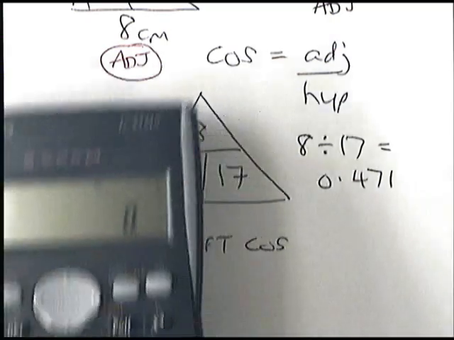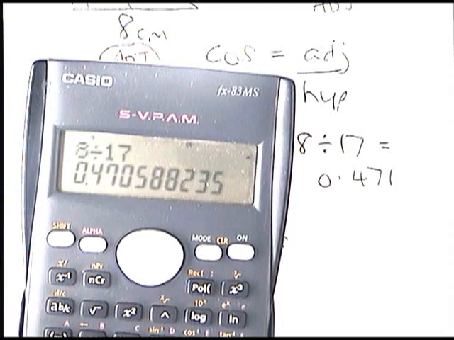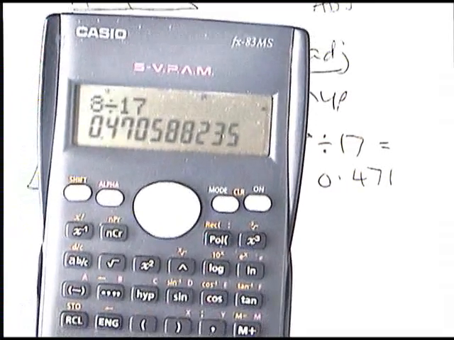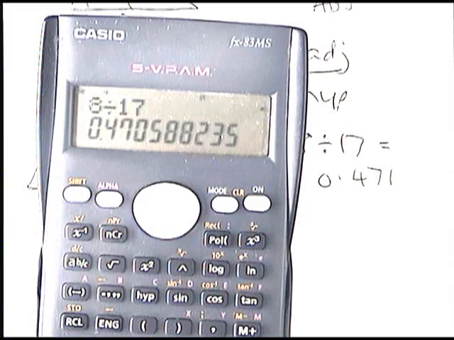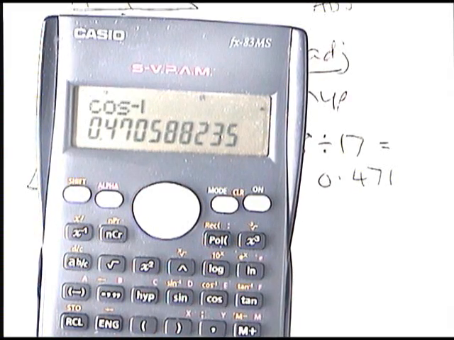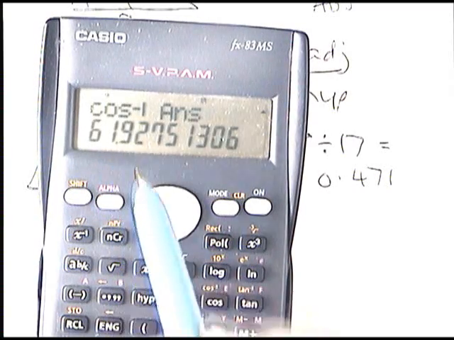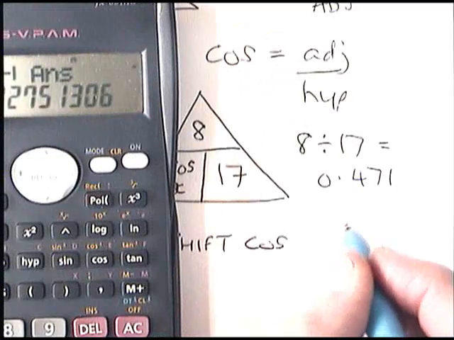So just go through that last bit. If we did 8 divided by 17, we have that number on screen. With that number on screen, do shift and cos, because that was the word we used in this question, and then equals. Now our angle is 61.9 degrees.